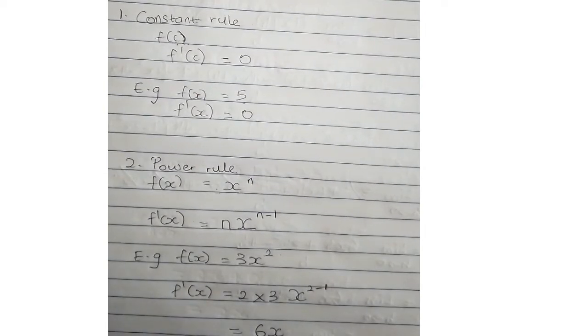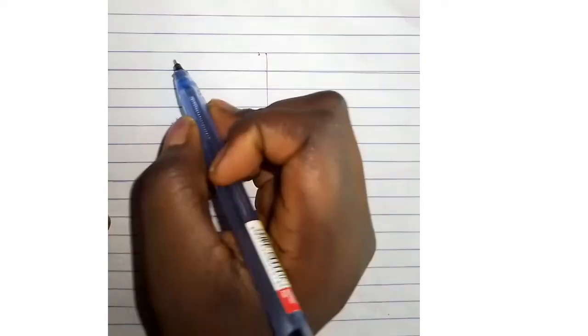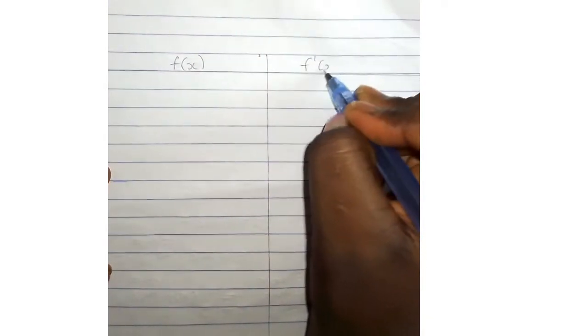Right now I'm going to give you a table of what you're going to have when you differentiate trigonometric functions like sin x and cos x. I'm going to give you the table right now. We're going to put this as a function f(x), and I'm going to do this as the derivative, which is f prime of x.